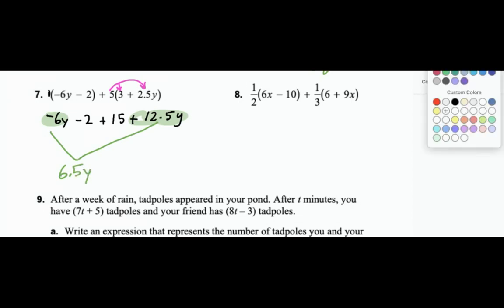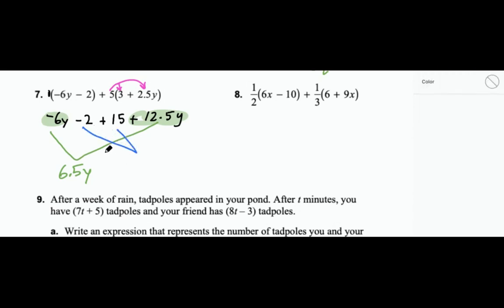Okay, and then I've got these constants. Again, careful with the signs. It's negative 2 plus 15. They're different signs, so I have to subtract. 15 minus 2 is 13, and it's going to be positive because 15 was so much bigger and it was positive. And that's it: 6.5y plus 13.